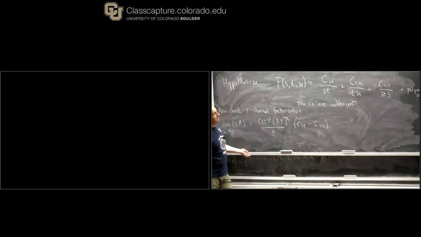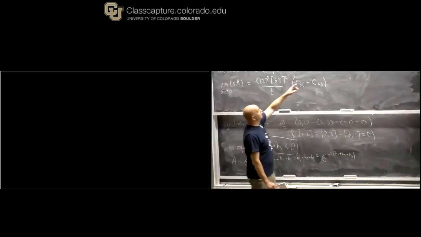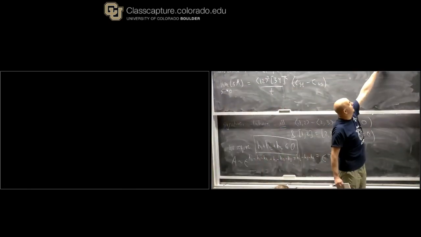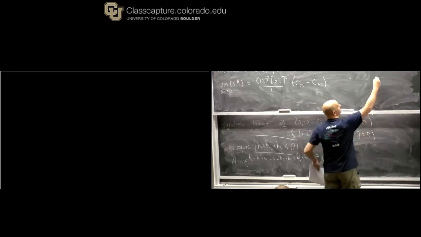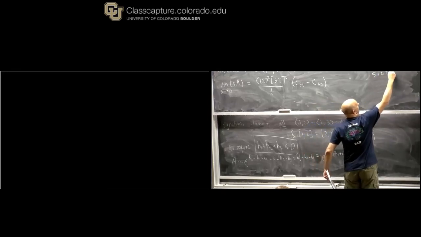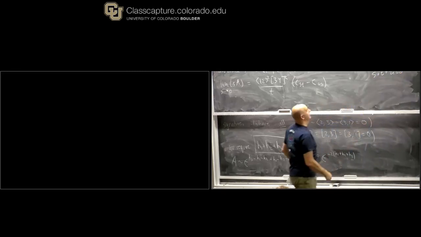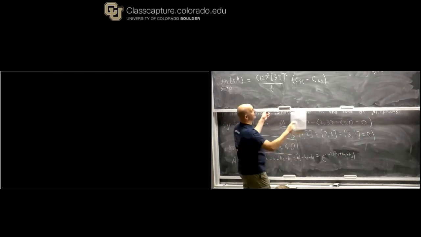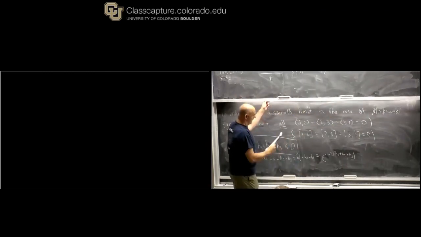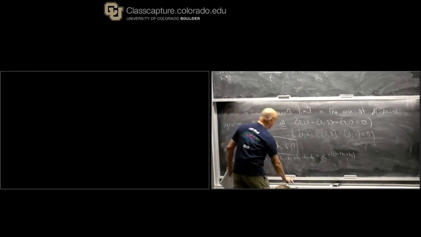If we look at the residue in the S channel, here's an S channel pole and there's an S channel pole. Now because S plus T plus U equals 0, when S is equal to 0, U is equal to minus T. So the last coefficient does contribute with a minus sign.